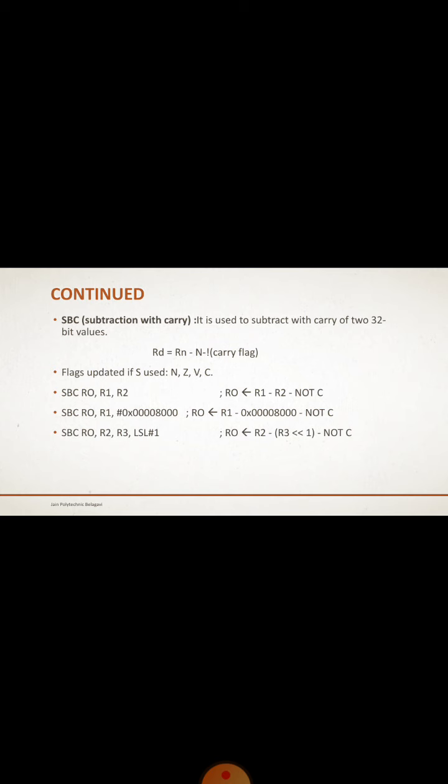Last is SBC R0, R2, R3, LSL #1. First, R3 is shifted by one position towards the left. Then R2 minus shifted value of R3 minus not of C. This result is stored in R0.